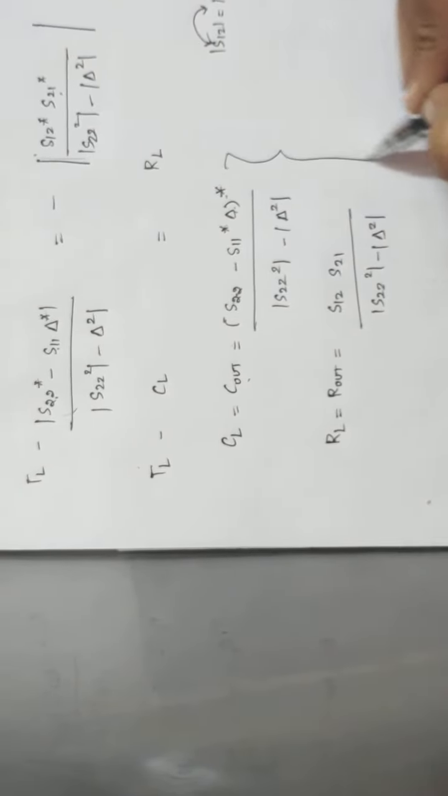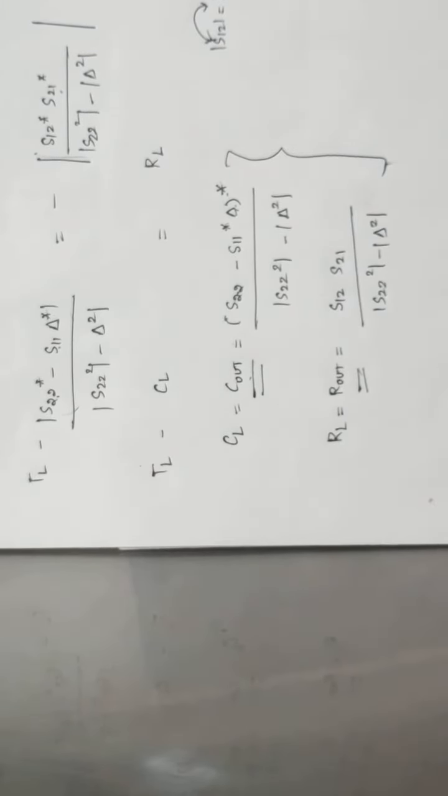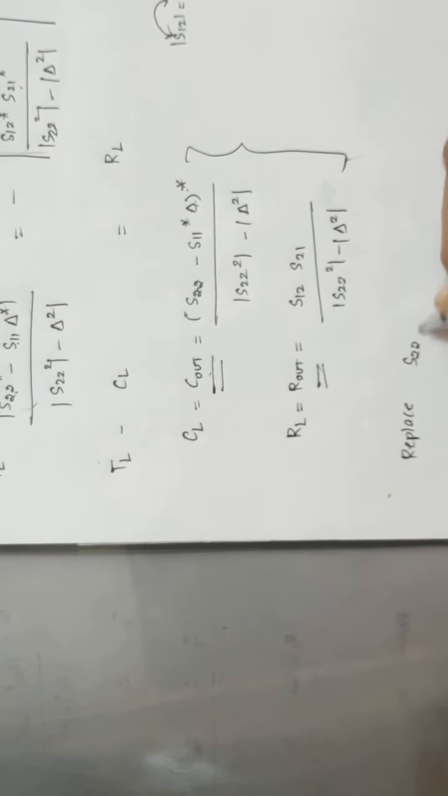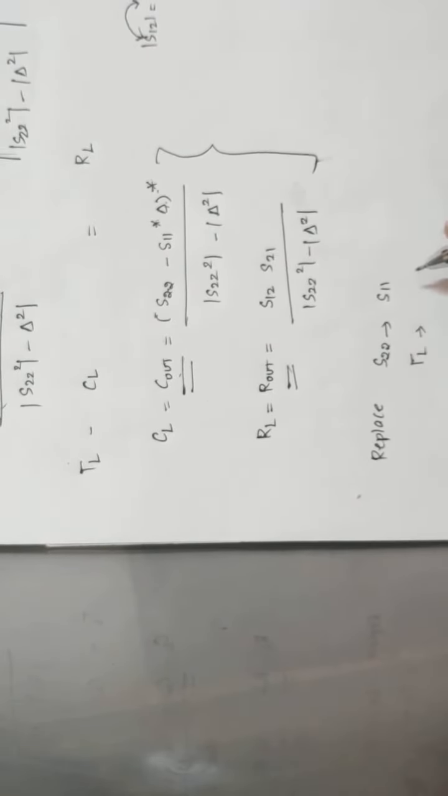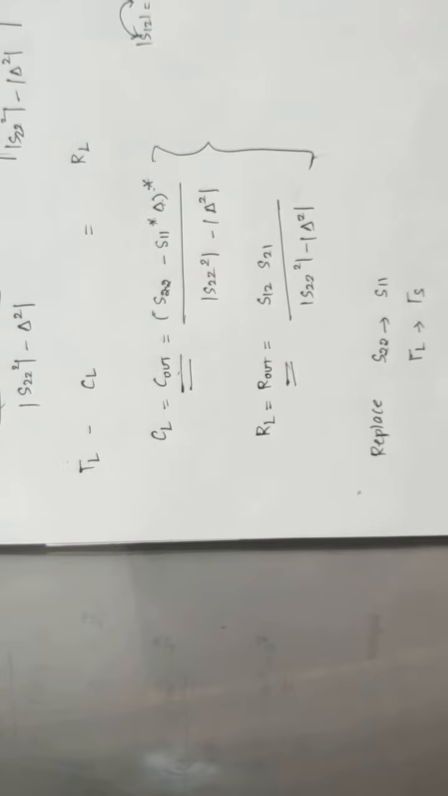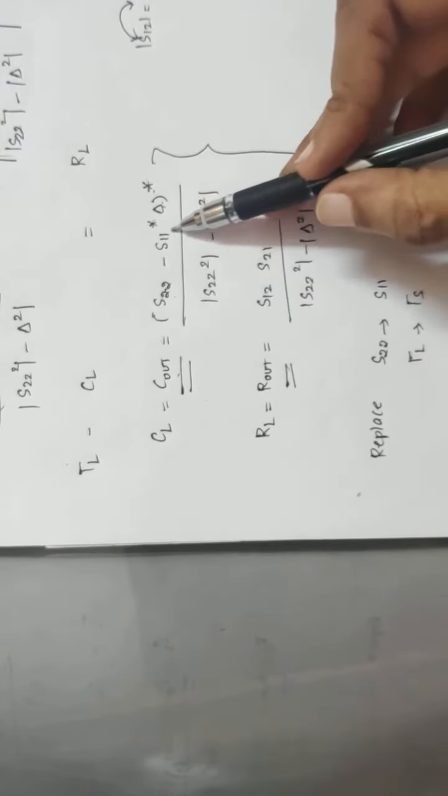So these two equations tell us the center of the output stability circle and the radius of the output stability circle. To obtain for input stability circle, we can make the following replacement. Replace S22 with S11 and we can replace tau L to be tau S. By making these replacements, we can find the formula for the input stability circle. So this formula becomes quite simple. If this becomes S11, this changes to S22.